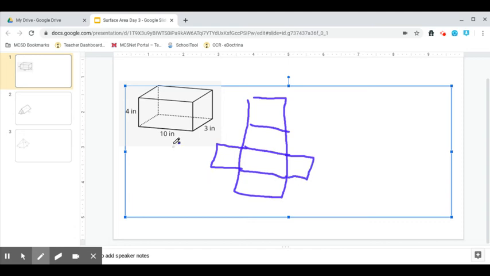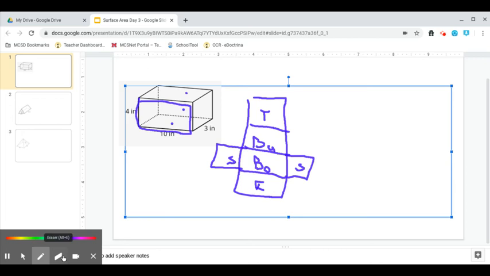Now, if you look at this, you have the front, which is right here. If I fold this forward, I have a front, which is right there. It's connected to the bottom, which I would have right there. The bottom is connected to the back, which I would have right there. Then the back is connected to the top, which is right there. And we have a side and a side. So that is how a net would look for this shape.